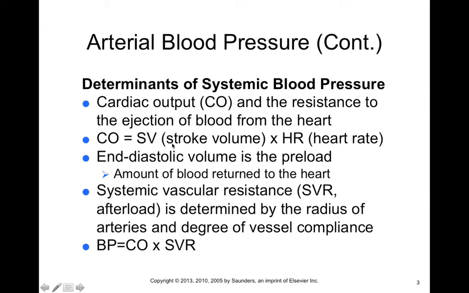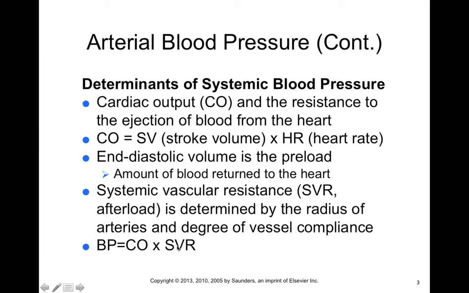Stroke volume is the amount of blood that is ejected from each ventricle in every heartbeat. Heart rate is beats per minute, so we can reduce this into cardiac output and define cardiac output as being the amount of blood that's ejected from your heart every minute. Now, it turns out that cardiac output is proportional to blood pressure. In fact, our equation for blood pressure is cardiac output times total systemic vascular resistance.